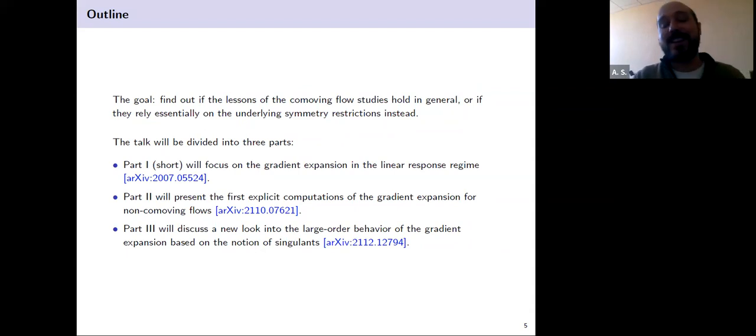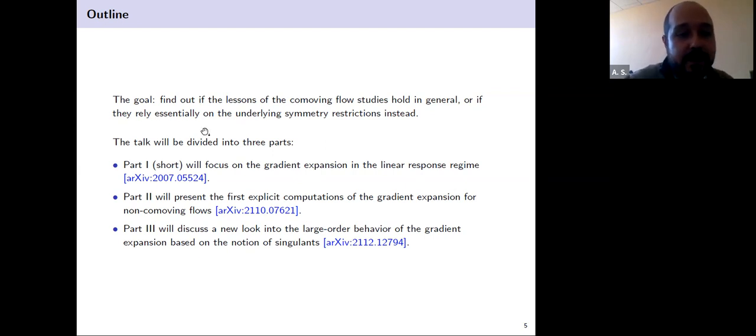Just to clarify what the goal of the talk is, since we already had a small discussion about it. The goal of this talk is to discuss whether the lessons of the comoving flow studies for the gradient expansion hold in general, or whether they rely essentially on the underlying symmetry restrictions that these flows obey.